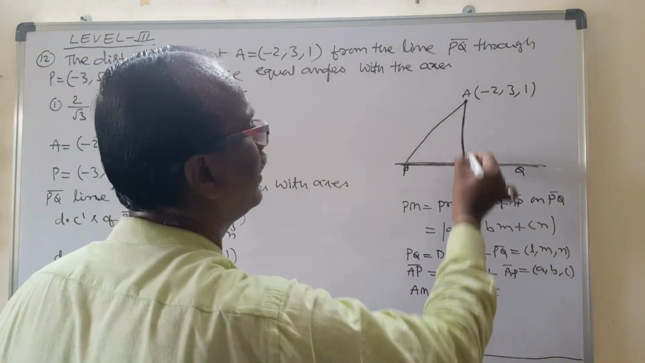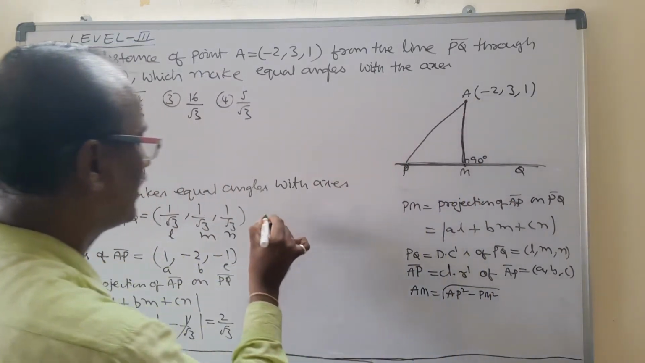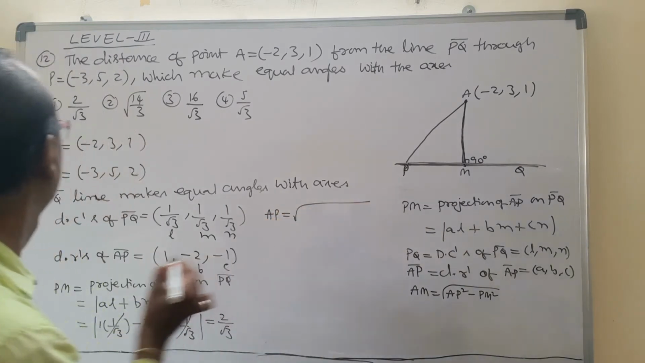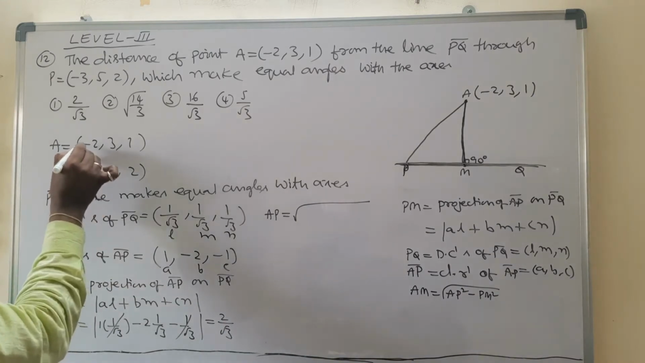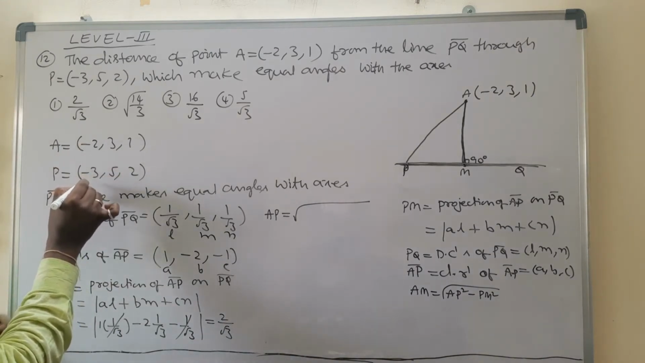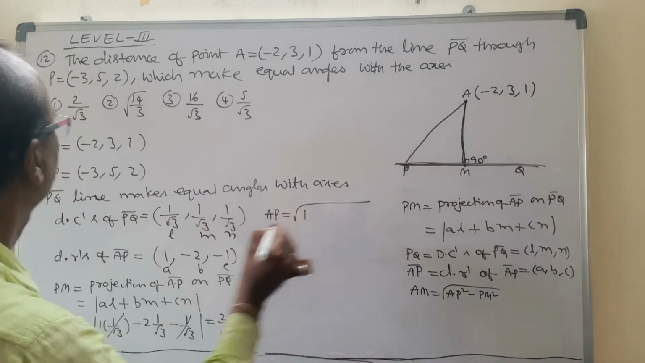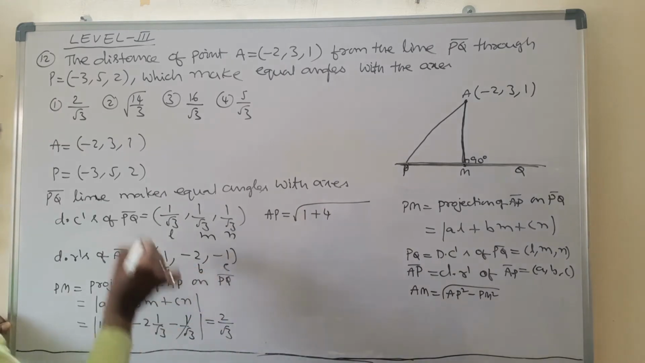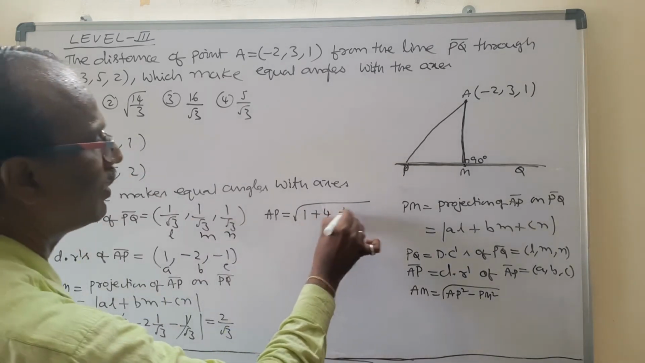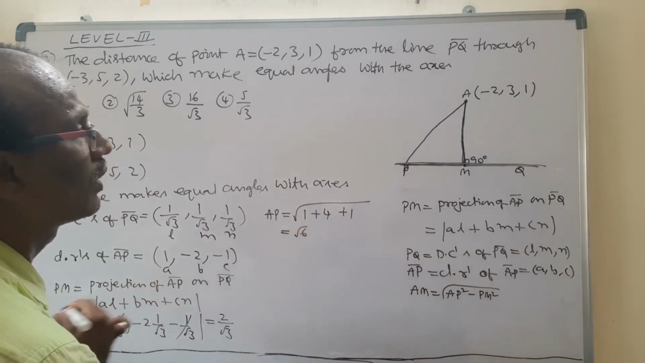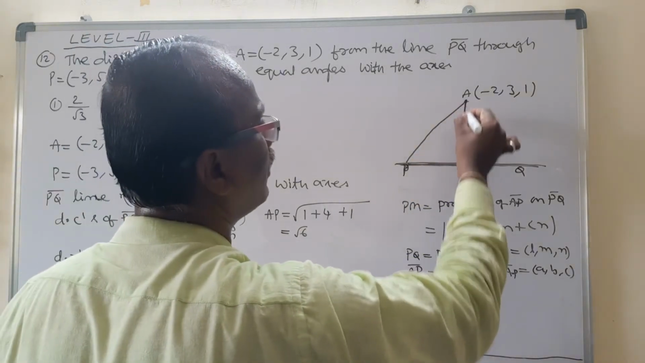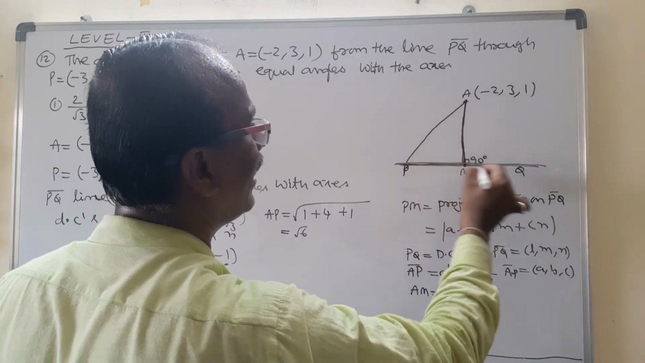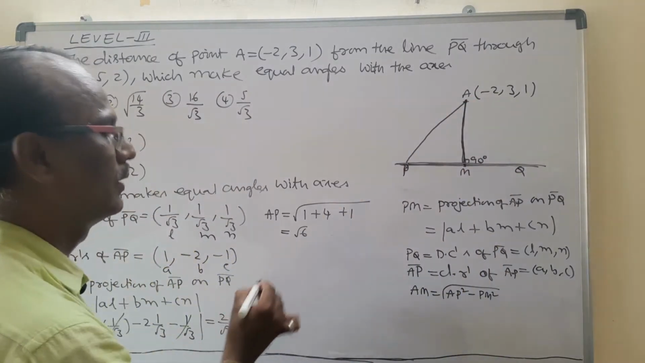But to find AM, first find the AP distance. AP is the square root of (minus 2 plus 3) plus 1 whole square, 1; (3 minus 5) minus 2 whole square, 4; (1 minus 2) minus 1 whole square, 1. So AP is root 6. The projection line is always perpendicular.